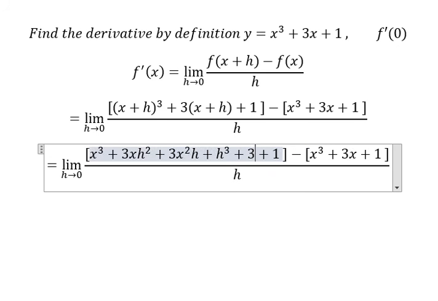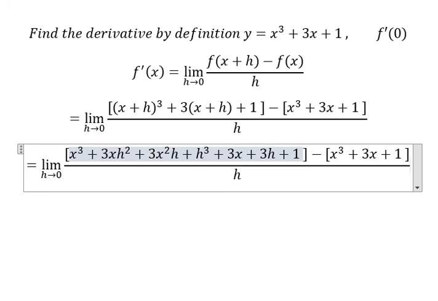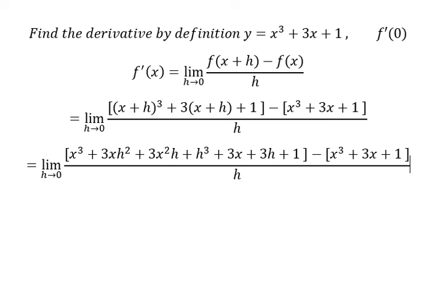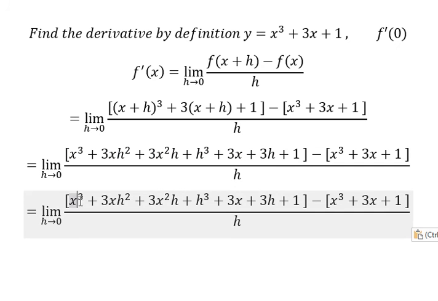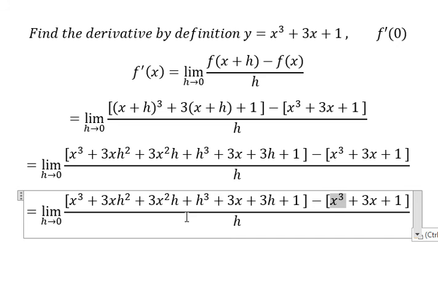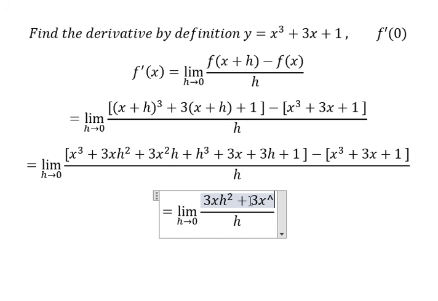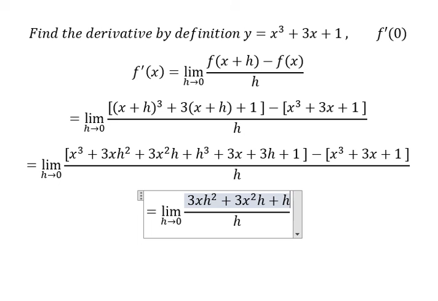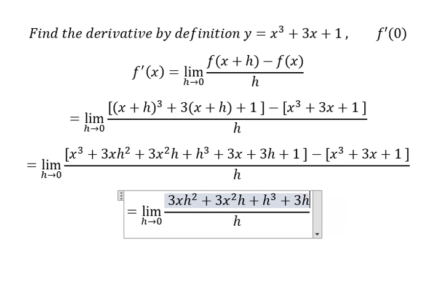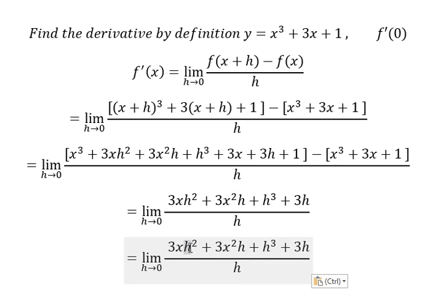This one. Now, we need to simplify this one minus this one, this one minus this one, number one minus number one, and now we just have this. Next, we divide by h, this one divided by h, and so on in here.